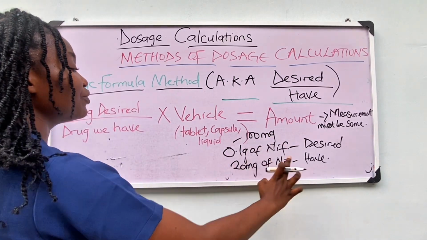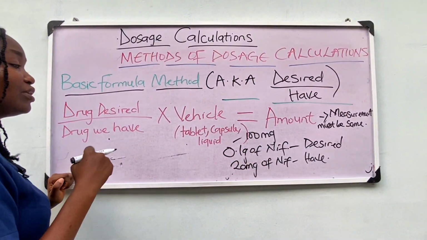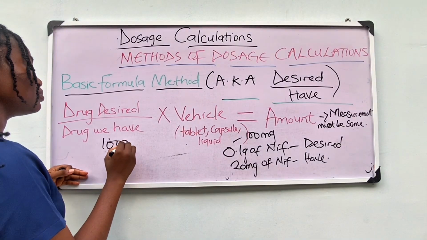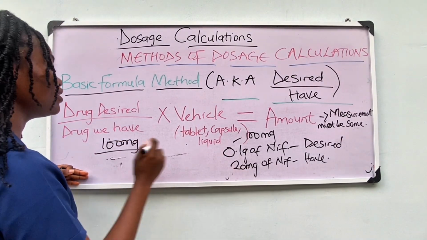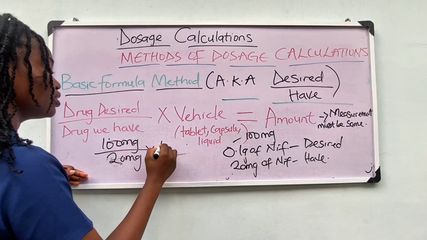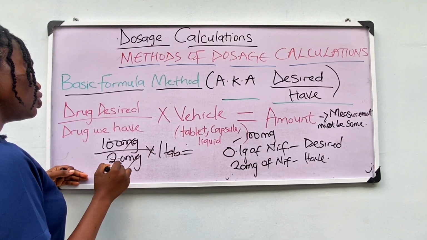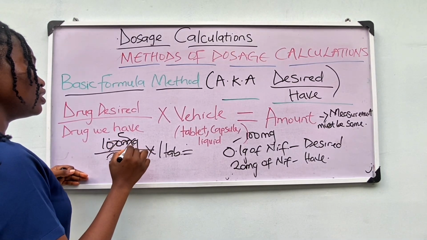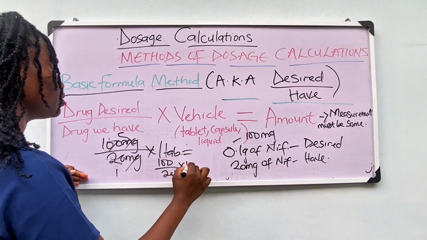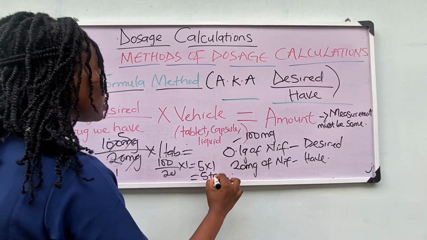Now that our units are in the same metric measurements, we can input our digits. The drug desired was 100 milligram, all over the drug we have, which is 20 milligram in every nifedipine tablet, times 1 tab, which gives us our amount. So we cancel milligram with milligram. Or you can write 100 divided by 20 times 1, which gives 5 times 1, which equals 5 tablets.